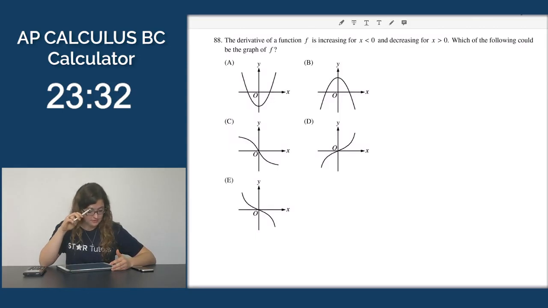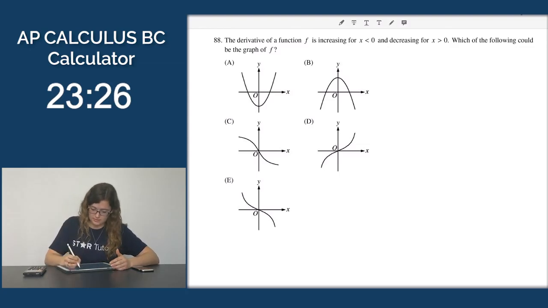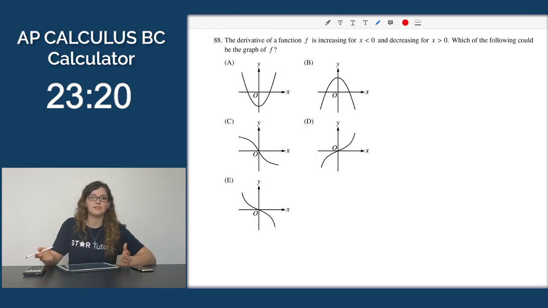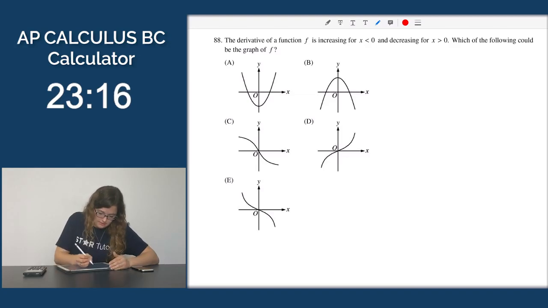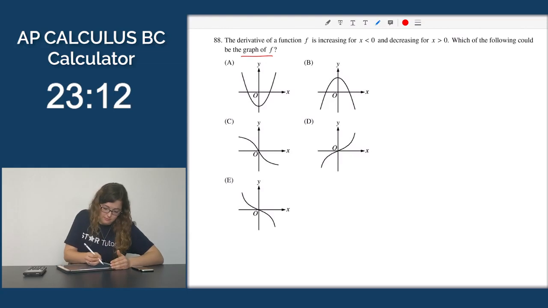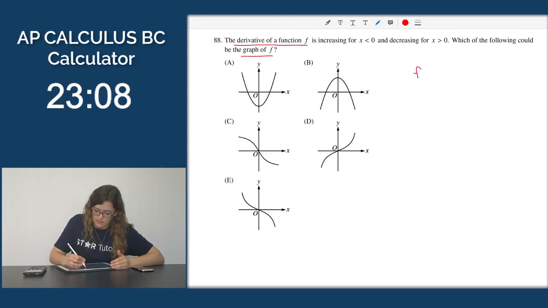88. The derivative of a function f is increasing for x less than 0, decreasing for x bigger than 0. Which of the following could be the graph of f? Okay, this one seems a lot more approachable. We want this to be the graph of f. The derivative of f is increasing. So f prime of x is increasing.